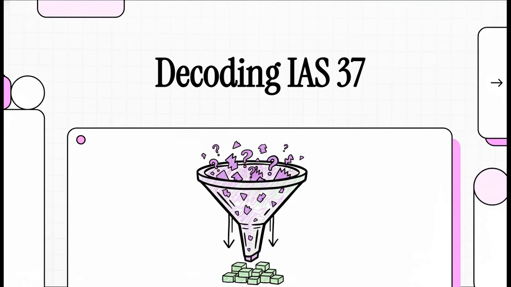Welcome to the Explainer. Today, we're taking something literally every financial practitioner wrestles with, and that is uncertainty. We're going to transform the rules of IAS 37 into a really concrete, actionable guide. Think of this as the funnel of certainty. We're basically taking all those vague future risks and filtering them right down into exact numbers on your balance sheet. It's going to be great.